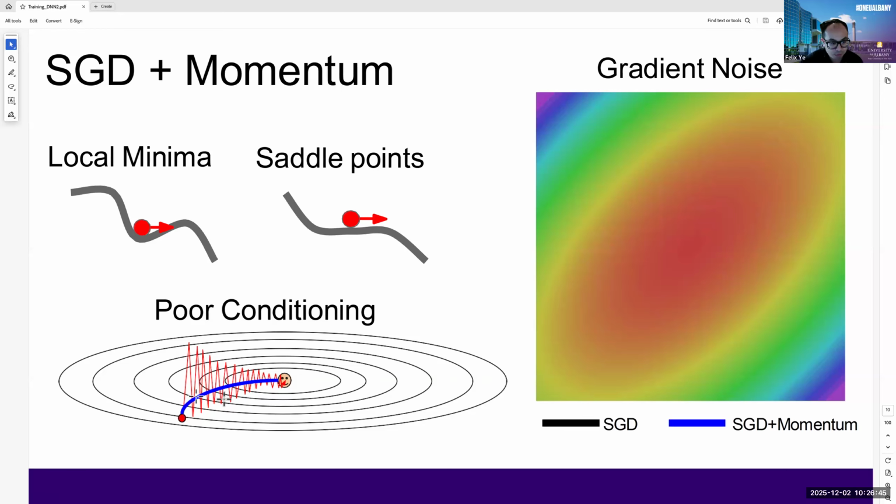So if you have a poor condition and you're using stochastic gradient descent, you are going to do zigzag. If you do have the momentum, it will correctly identify where it should go.